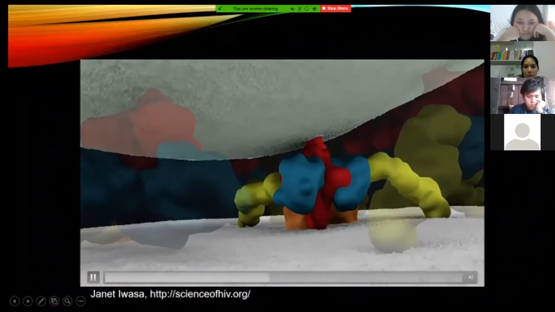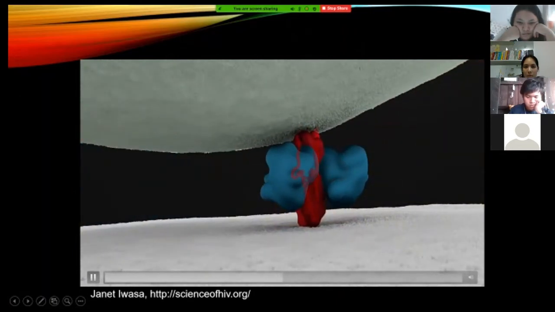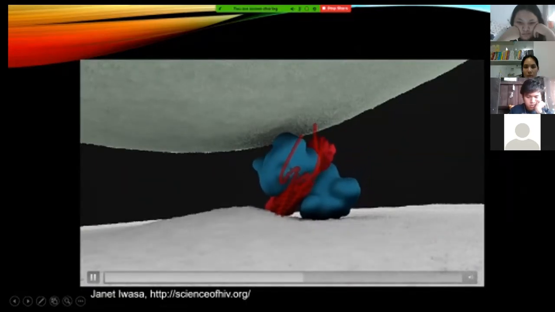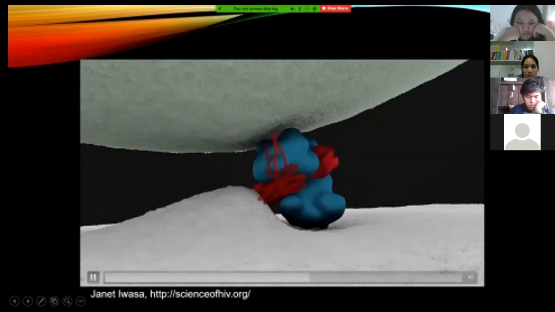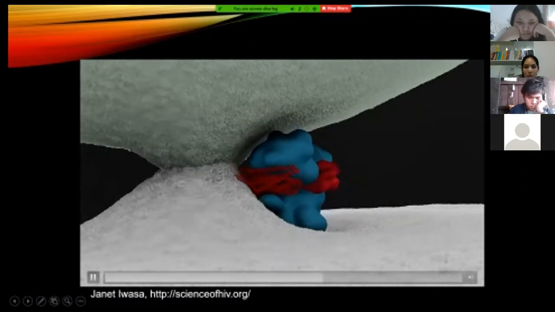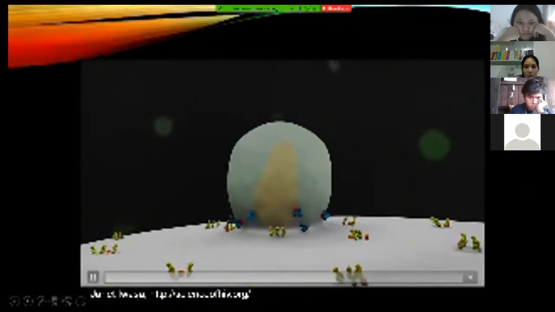So it punches a hole with the red molecules here. You can see the alpha helix, which it uses to punch the holes. And then it seals the two membranes together. And then the genetic material of the HIV is pushed inside the T cells.